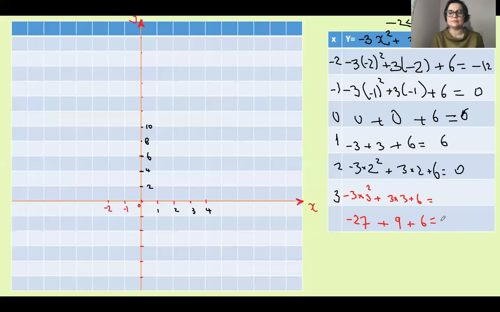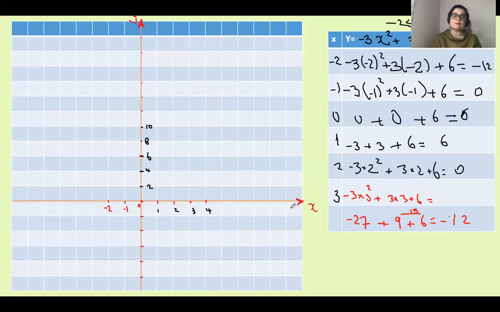So the answer is going to be minus 12. Okay, so it's like minus 27 plus 15. I've added them two together, which is absolutely fine, plus 15. So minus 27 plus 15, the answer is going to be minus 12.